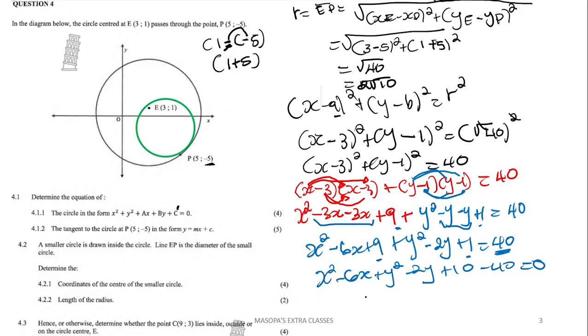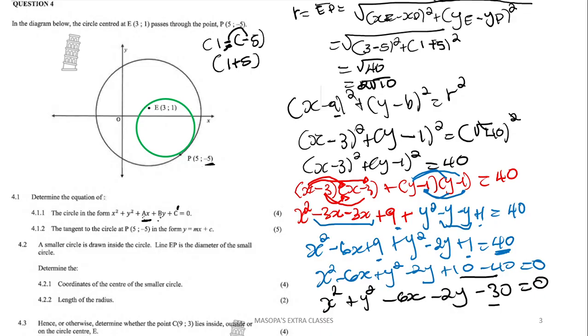We need to find the x value added to the y value, which is y squared, ax, meaning that it will be negative 6x. A is the x value, b will now be negative 2y. Then your c is what? Negative 30, that is equal to 0. 10 minus 40, you get negative 30. Then we have x squared plus y squared minus 6x minus 2y minus 30 is equal to 0, into 4.4.1.